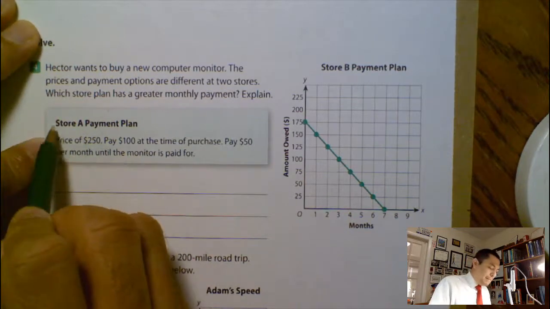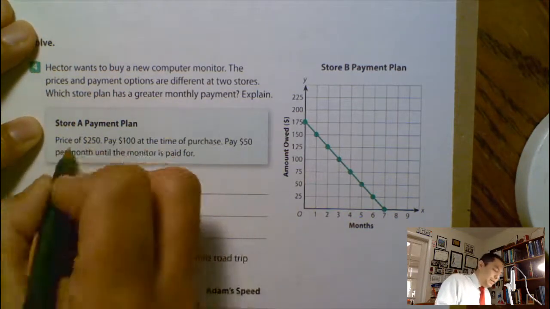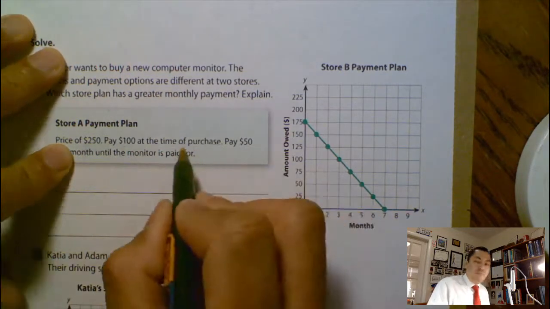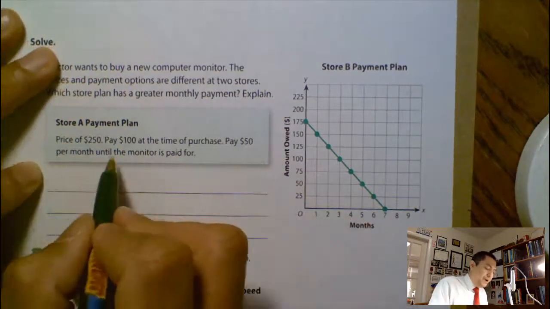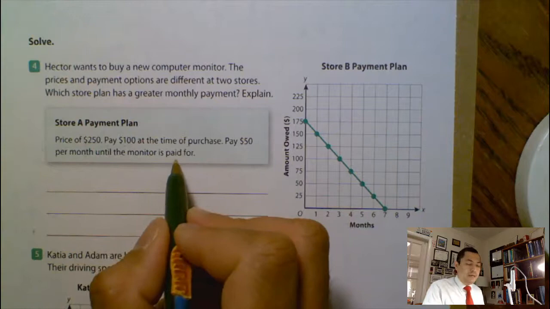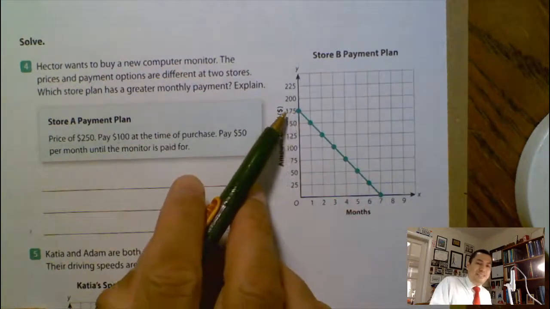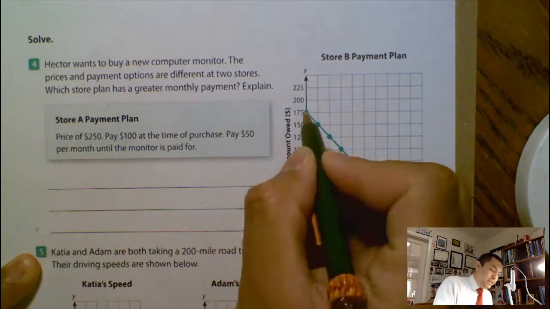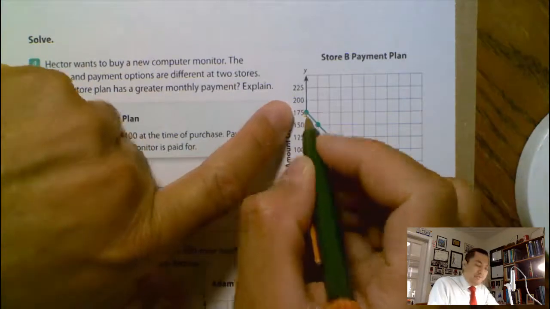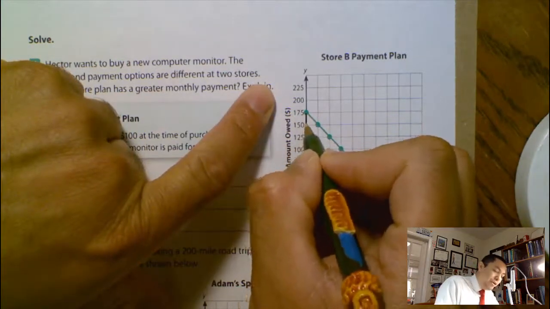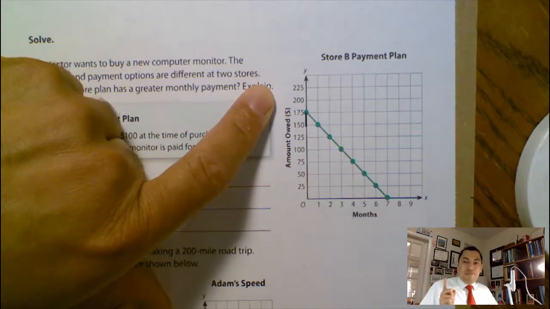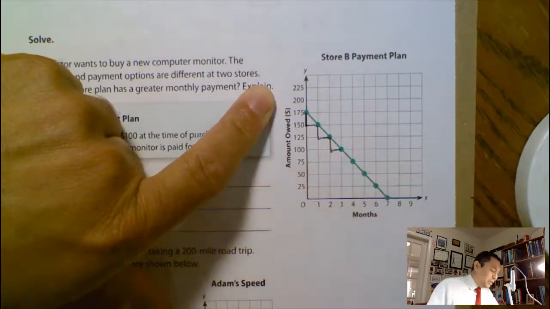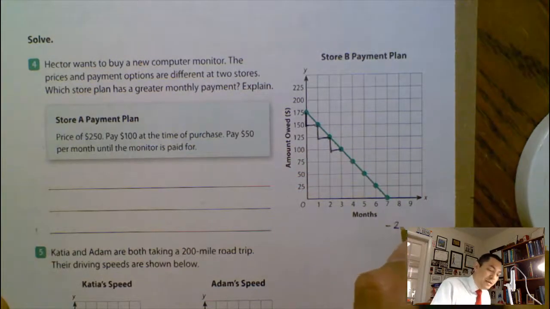So in this case, the store A payment, okay? So the price is $250, pay $100 at the time of purchase, and then pay $50 per month until the monitor is paid for. Okay, the store B plan, as you can see, the line goes down because it's a payment plan, so the rate of change is negative. Starts at 100, the price is 175, and you went down to 150, so it's $25. So you went to the right one, 25, 1, 25, 1. So the rate of change is negative 25 in this case.